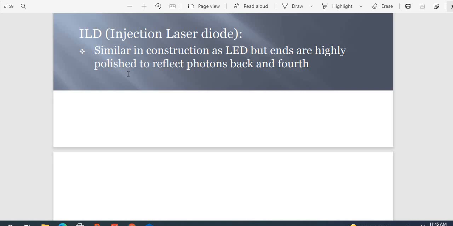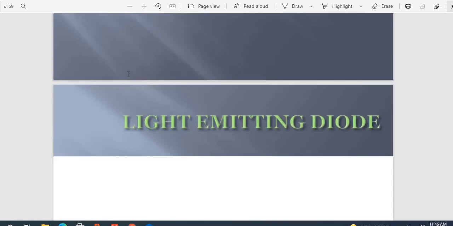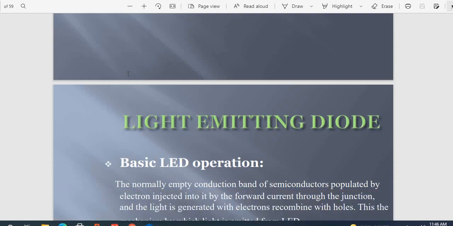If we want to get the photons, because light produces photons, we try to polish that one. We polish the ILD so that the photons travel back and forth, giving a proper direction for our photons to move forth and back. Because of that, we go for this particular material, that is the ILD, injection light source of the laser.